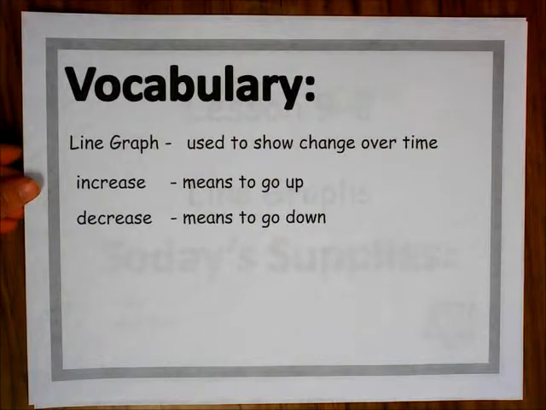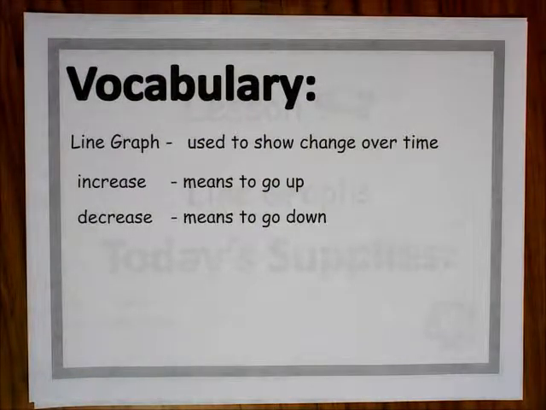We have 3 new vocabulary words that we need to add today to our journal using 2-column notes. They are line graph, increase, and decrease. Remember yesterday we talked about bar graphs, and we said we use bar graphs when we are asked to compare data. Today we're going to be working with line graphs, and we use a line graph when we are showing change over time.